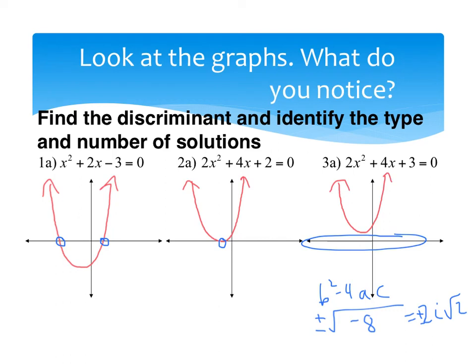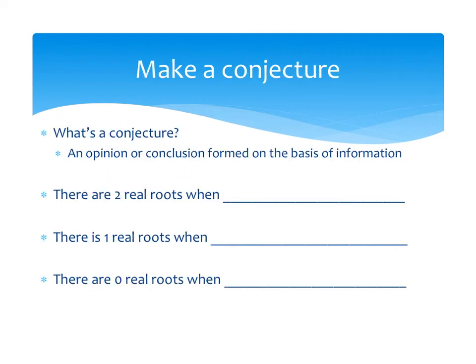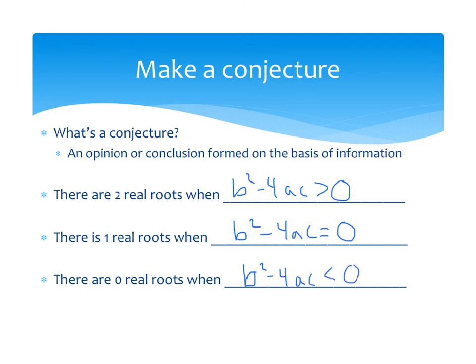All right, so let's write down our conclusions here. Two real roots, two actual solutions when it's positive. So when b squared minus 4ac is greater than 0, I get two real roots. When it's equal to 0, that second one, remember it just touched once, it just touched on the x-axis, I got one solution. So when it equals 0, it's one solution. And there are 0 real roots when b squared minus 4ac is less than 0. And there are 0 real roots, but there's actually 2 imaginary.